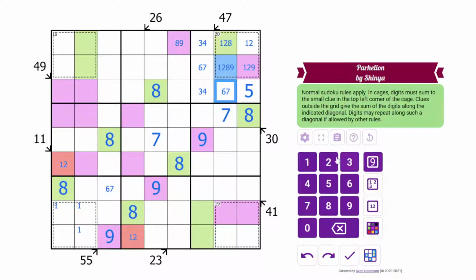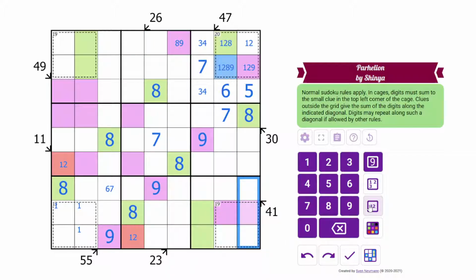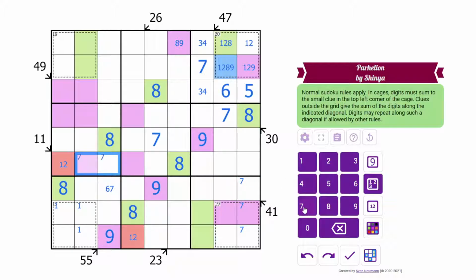Oh, this is a 6. One of these has to be a 7.